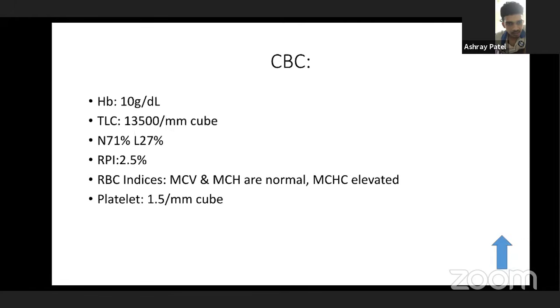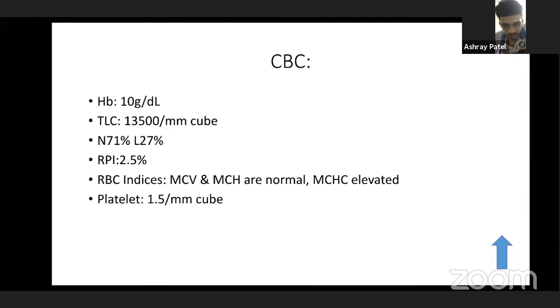Okay. CBC tells us that there is anemia. There is some amount of lymphocytosis. Next, what is important for us is RPI, Reticulocyte Production Index. That is 2.5. What does that suggest? There's increased reticulocytes in the peripheral blood. Very good. So the reticulocyte production index is higher. Since RPI is higher, now we can think of the cause being peripheral destruction, leading to hemolysis. To compensate for that, at bone marrow, there is increased proliferation. That is what we can infer from RPI.